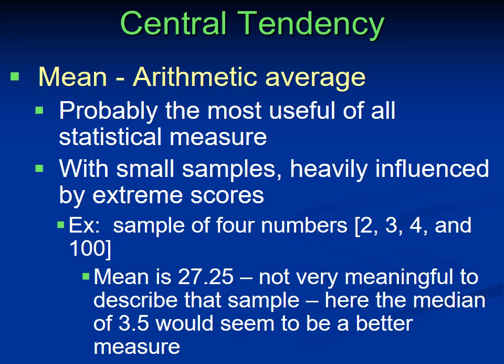Now, this phenomenon of the mean being skewed by extreme scores is always going to be true. It's going to be true with all samples, but our example here shows that it's going to be most problematic in a very small sample. Just one more reason that having too small a sample can be perilous when doing statistics.